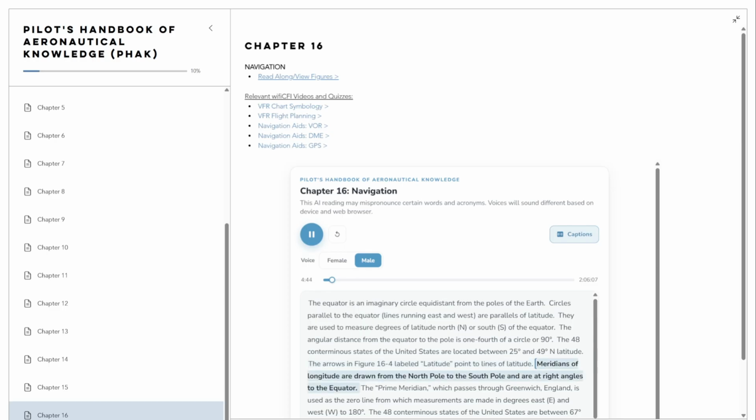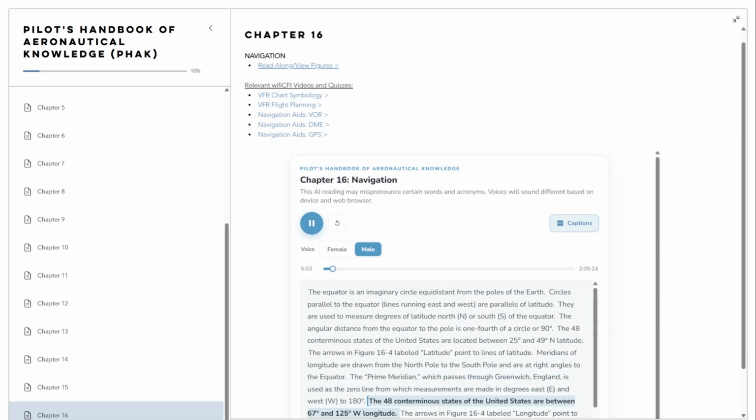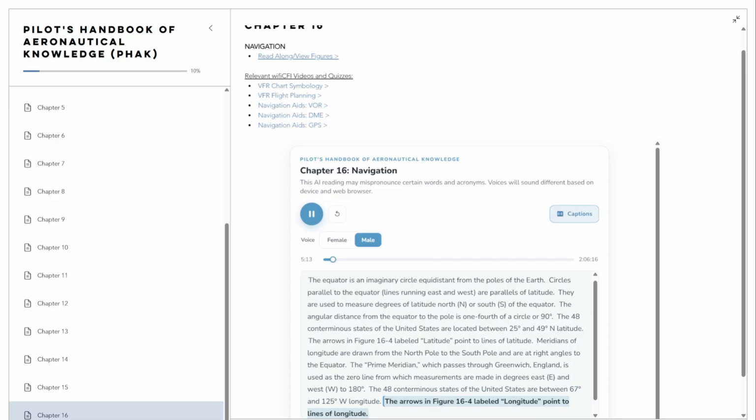Meridians of longitude are drawn from the North Pole to the South Pole and are at right angles to the equator. The prime meridian, which passes through Greenwich, England, is used as the zero line from which measurements are made in degrees east, E, and west, W, to 180 degrees. The 48 conterminous states of the United States are between 67 degrees and 125 degrees west longitude. The arrows in Figure 16-4 labeled longitude point to lines of longitude.